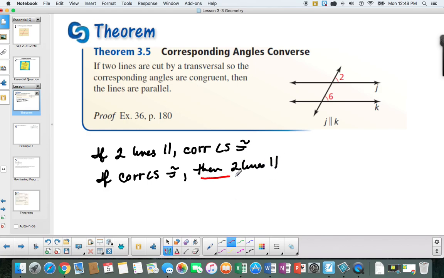All right, notice that the conclusion is two lines are parallel, and that's why we're calling this proving lines parallel, because that's what we want to show. In the previous theorem, we already knew that they were parallel.